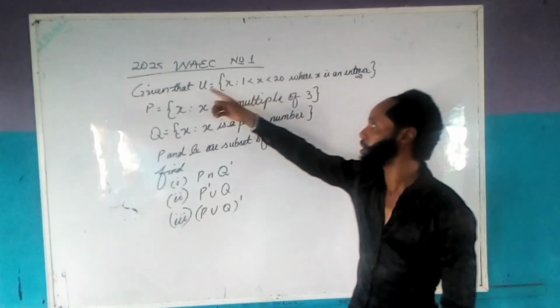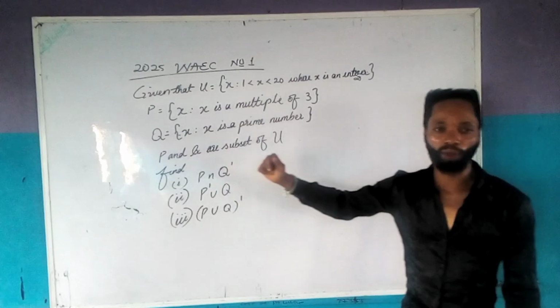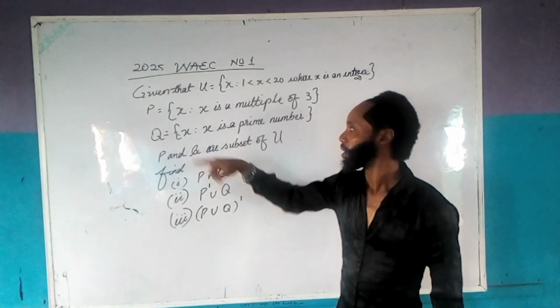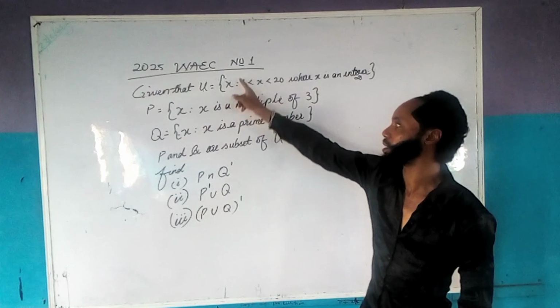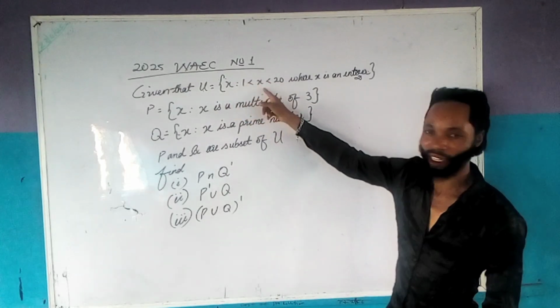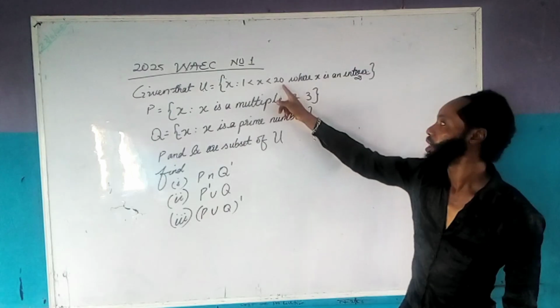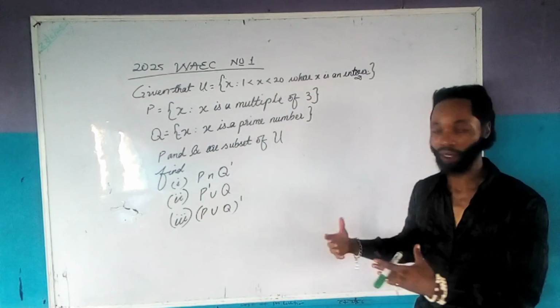Now we have a question here, WAEC 2025, WAEC number 1 question. And the question reads, given that U is {X such that 1 is less than X and X is less than 20, where X is an integer}, that means X has to be a whole number.